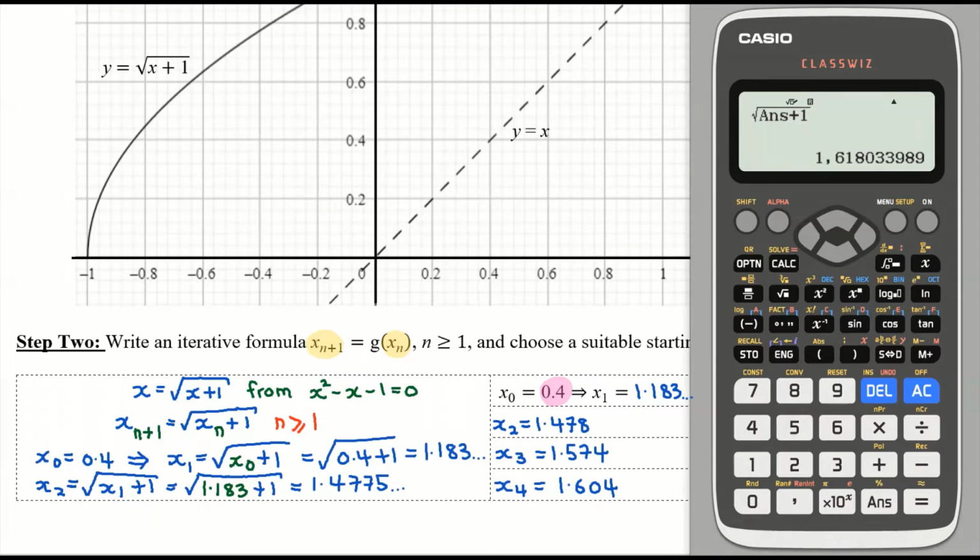Now I want to show this process visually. Okay, so we're going to go back to the graph, and then we're going to show how these inputs converge on a particular value. And remember, the solution is where the graph of y equals x and where the graph of y equals the square root of x plus 1 intersect.